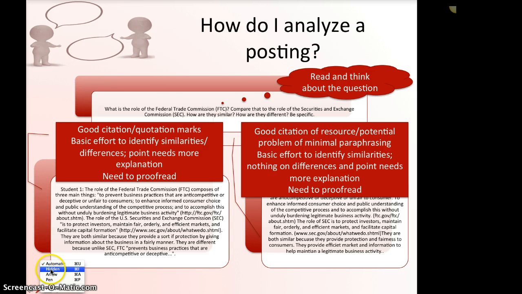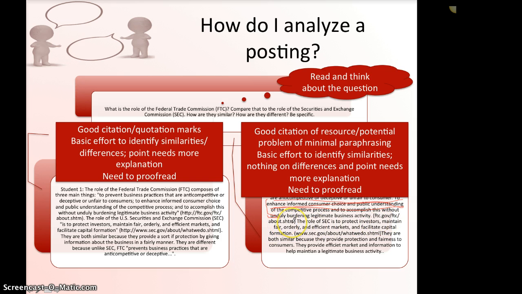And I'm going to try to get my pen to work here so I can point that out. Here, the student says this, I've underlined. So let me just highlight along here where the student says are anti-competitive or deceptive or unfair to consumers, to enhance informed consumer choice and public understanding of the competitive process, and to accomplish this without unduly burdening legitimate business activity. Well, this is directly from the website, cited word for word.